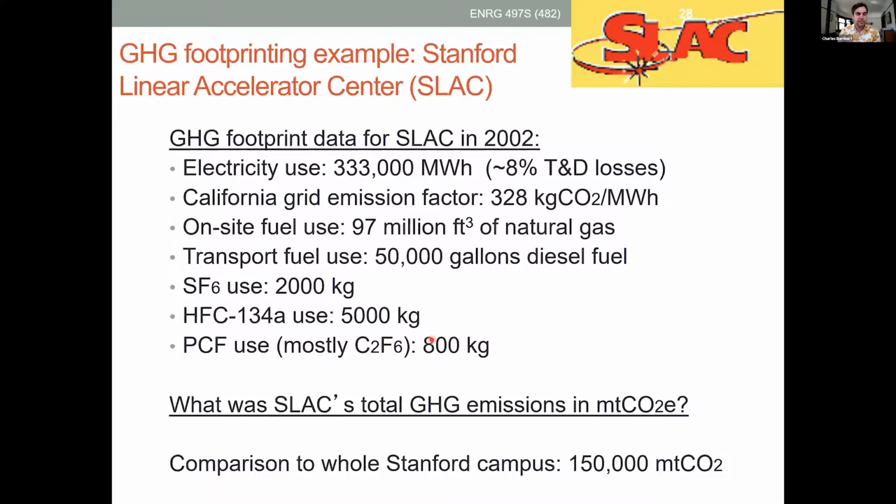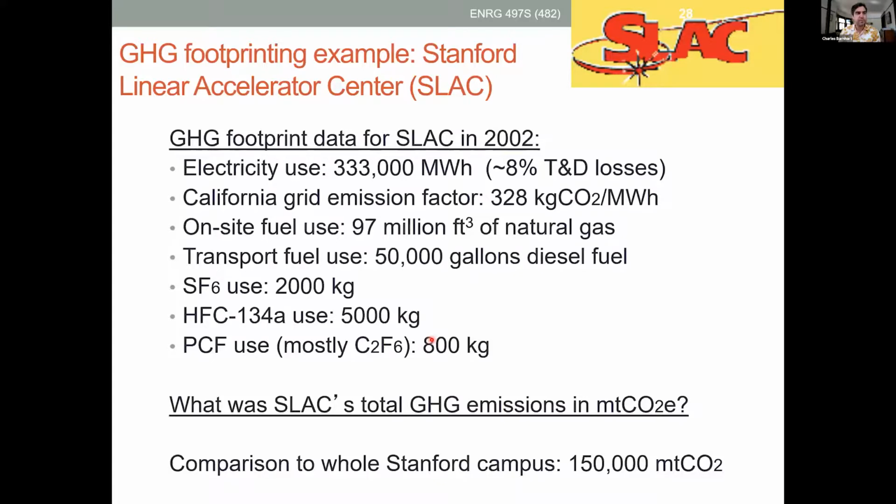Electricity use is 333,000 megawatt hours. He assumes 8% T&D losses. California grid emission factor at that time was 328 kilograms CO2 per megawatt hour. On-site fuel use, so this would be scope 1, right?